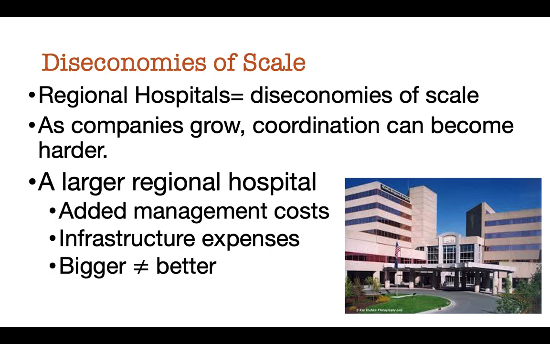Now, diseconomies of scale, these are an example of industries where bigger is not always better. And one industry where this is especially true are hospitals. Hospitals, when they get past, say, 800 beds or so, it becomes really hard to provide the same quality of care because it's disorganized.